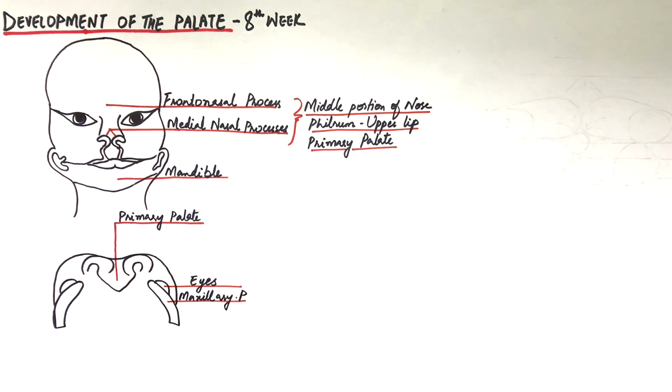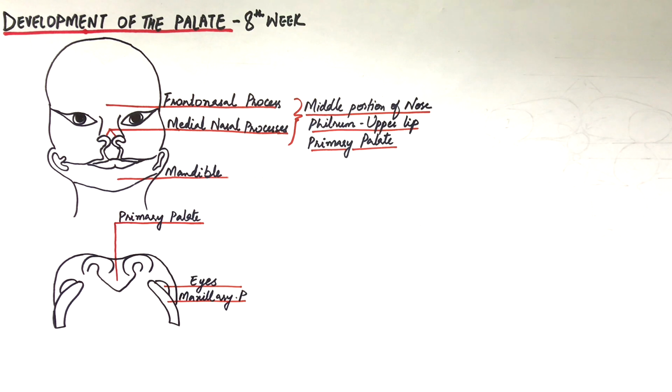The primary palate contributes to a very small part of the palate proper, and it will accommodate the tooth buds of the incisors only. It's called primary just to differentiate it from the secondary palate, which we will discuss now. The development of the secondary palate begins with the formation of 3 outgrowths into the oral cavity.